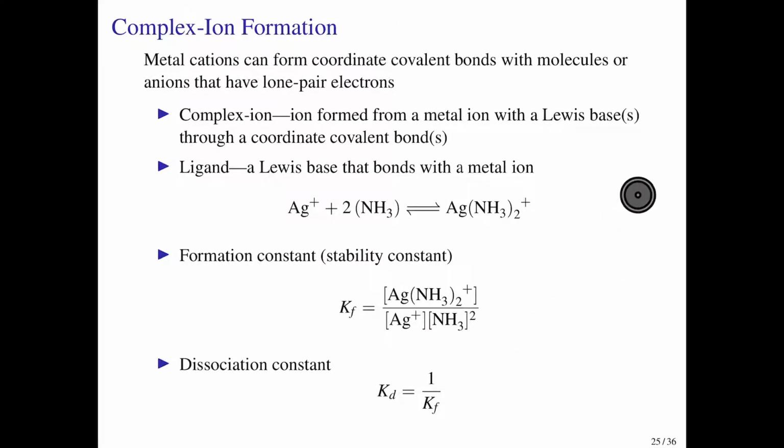And if you were to take the reverse of this reaction, you would call it a dissociation reaction. The Kd is the reciprocal of the Kf. So when you're going in the forward direction, we call it a formation reaction. It has a Kf value. In the reverse direction, we call it a dissociation reaction, and it has a Kd equilibrium constant.